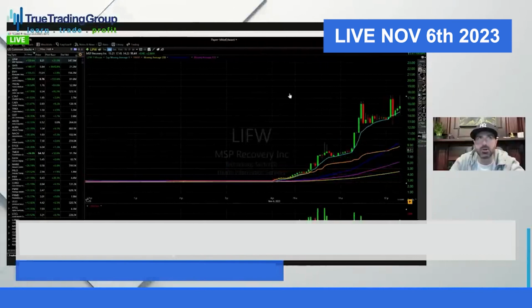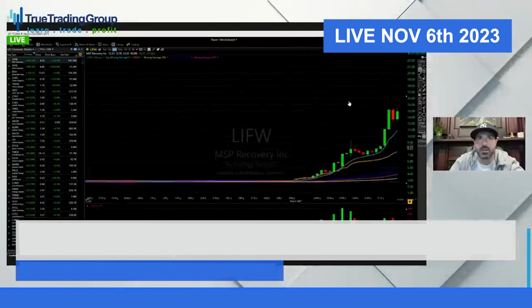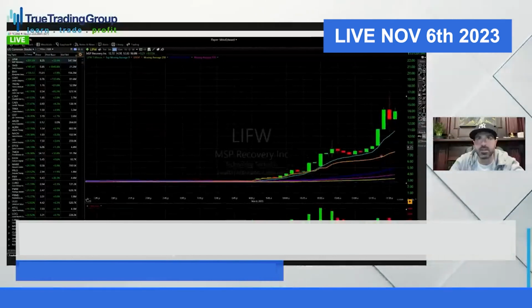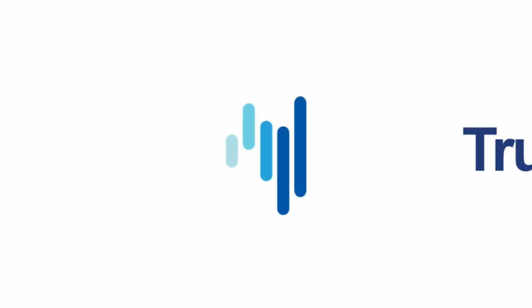Now that's a 3-minute chart. What about a 5-minute chart? Let's take a look at that. Look at the trade line on the 5-minute chart. Same thing. Here's the 5-minute chart. Look at this support. Riding the trade line, folks. Riding the trade line was just an absolute monster home run of a trade.